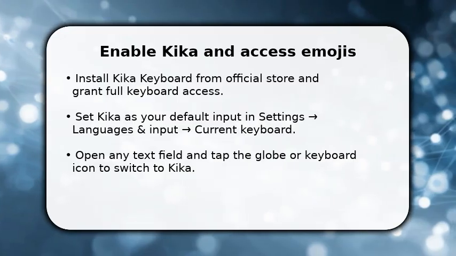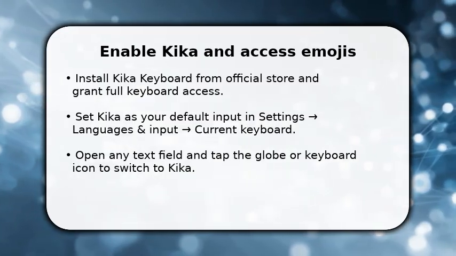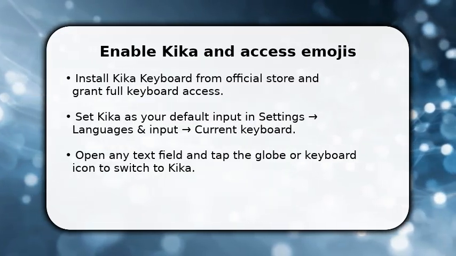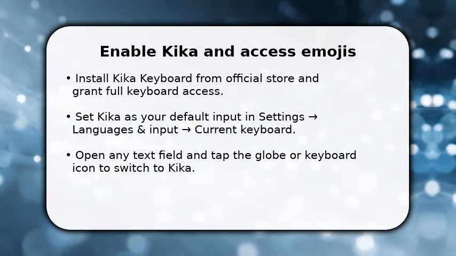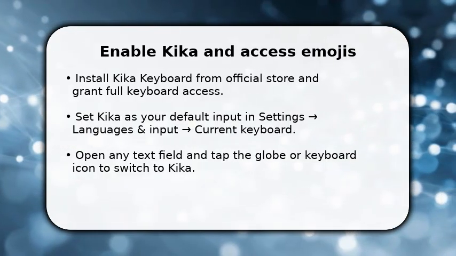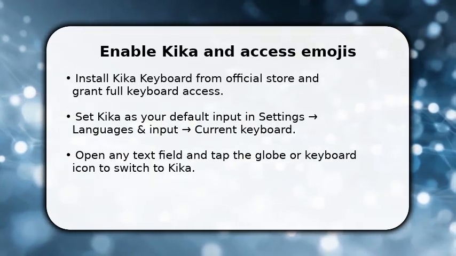You start by making Kika the active keyboard. Open Settings and set Kika as your default input method, then grant required permissions. Once done, open a message or note and tap the globe or keyboard icon to switch to Kika.